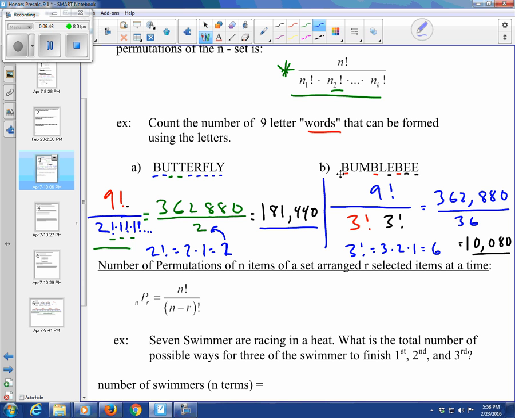The number of ways that we can rearrange the letters in bumblebee in general is 9 factorial, and now we're going to divide that by 3 factorial times 3 factorial. 3 factorial is 3 times 2 times 1, so that's 6. So we have 6 times 6, giving us 36. We take our 362,880 divided by 36, and that's going to give us 10,080 distinguishable permutations of the letters in the word bumblebee.